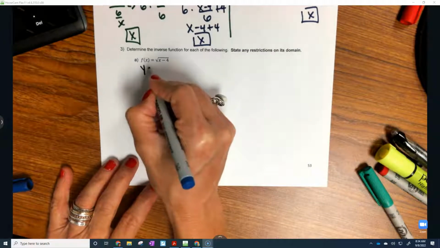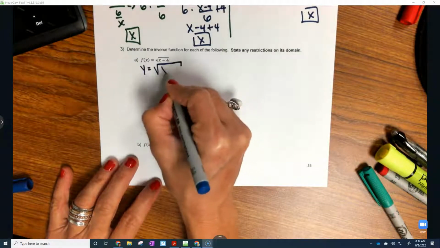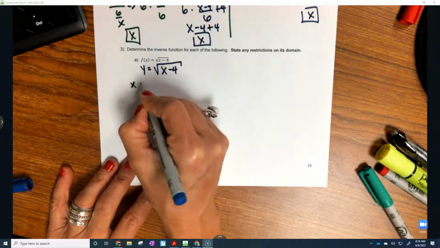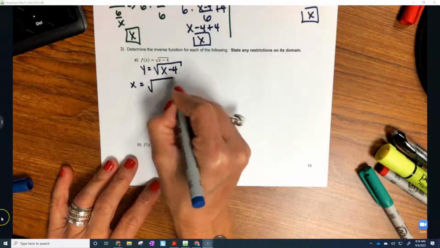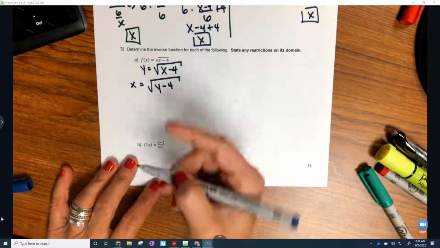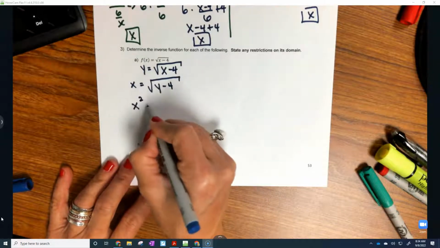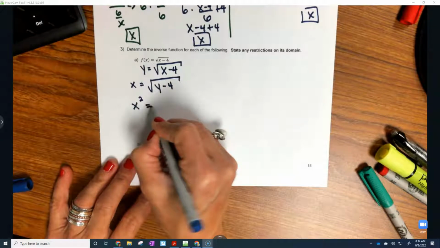Okay, for part 3, remember we are going to create the inverse. So I replaced f of x with y. Now remember, we are going to switch the places of x and y. So notice I am now starting my equation with the letter x, and I'm going to write y under here in that square root. So now we need to start solving for y.